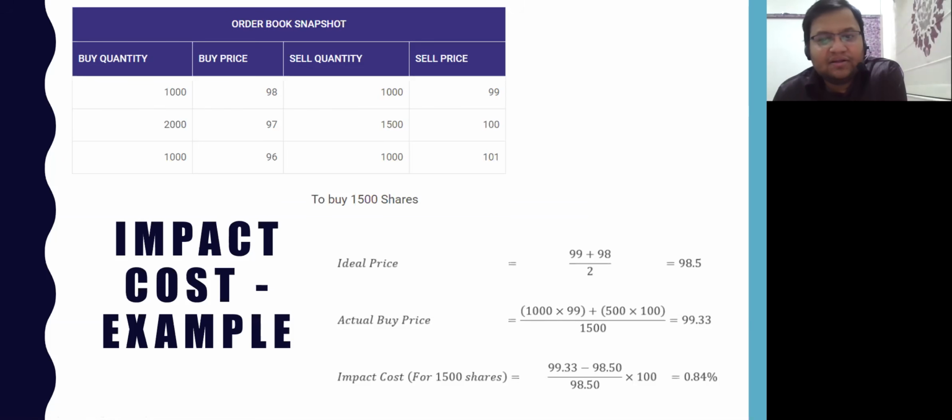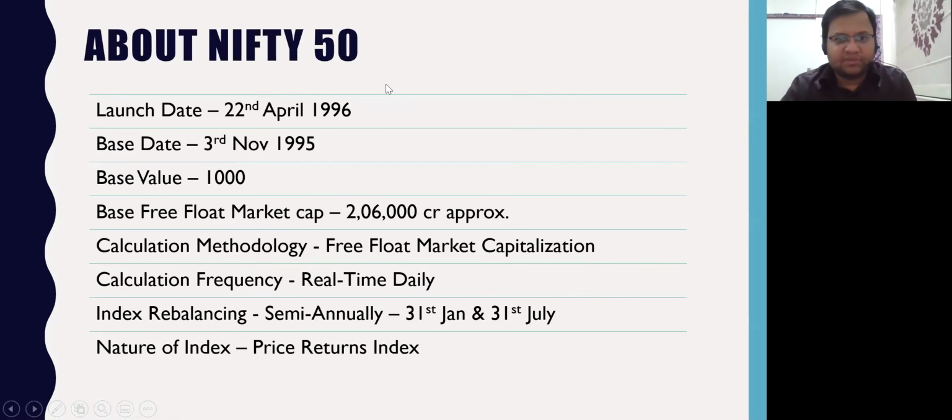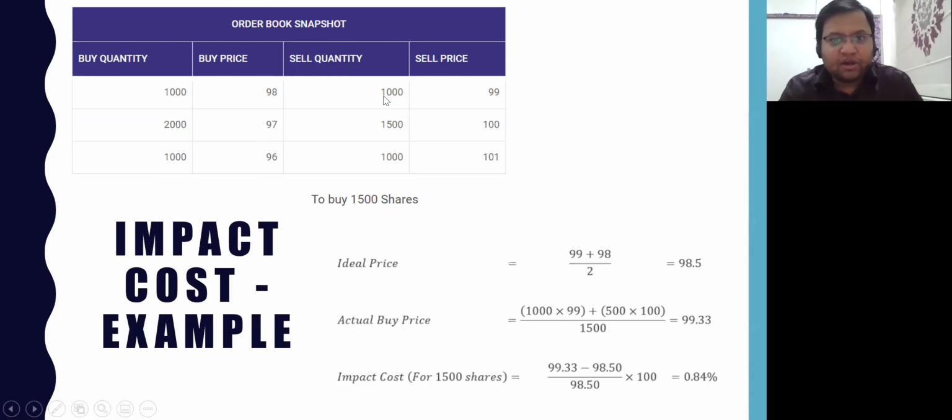You have to buy 1000 shares at 99. You will say, sir, why 1000 shares at 99? You have to buy 1500. So you have to look at the sell side. On this side, 1000 at 99. Oh my mistake, 1000 at 99 you will have to buy and 500 at the rate of 100. So 1000 shares came at the rate of 99, and 500 shares came at the rate of 100, divided by 1500. You bought it at 99.33.